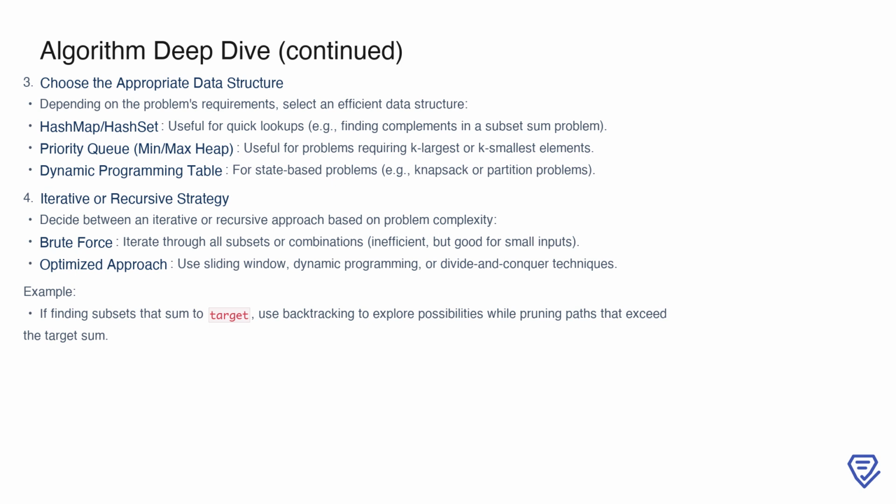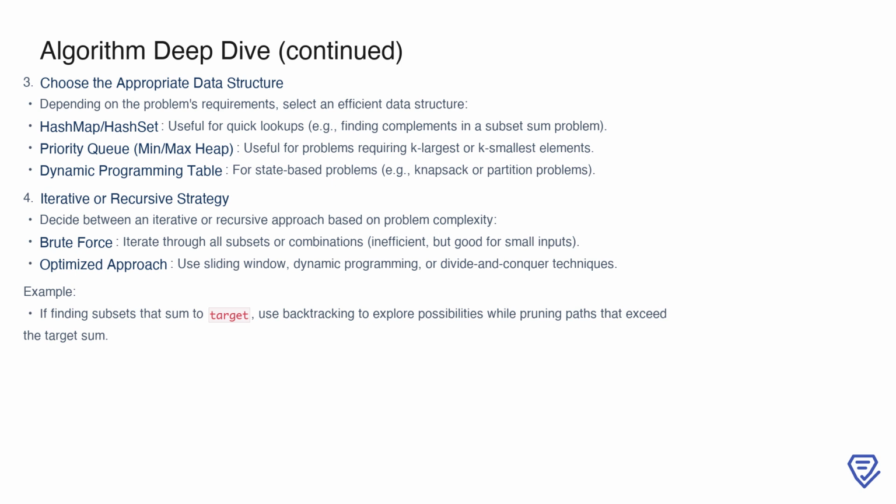Different problems call for different tools. For instance, a hash map or hash set is excellent for quick lookups, such as when you need to find complements in a subset sum problem. If the problem involves finding the k-largest or k-smallest elements, a priority queue or heap is highly effective. For state-based problems, like those involving optimal substructure or overlapping subproblems, a dynamic programming table is often the best choice.